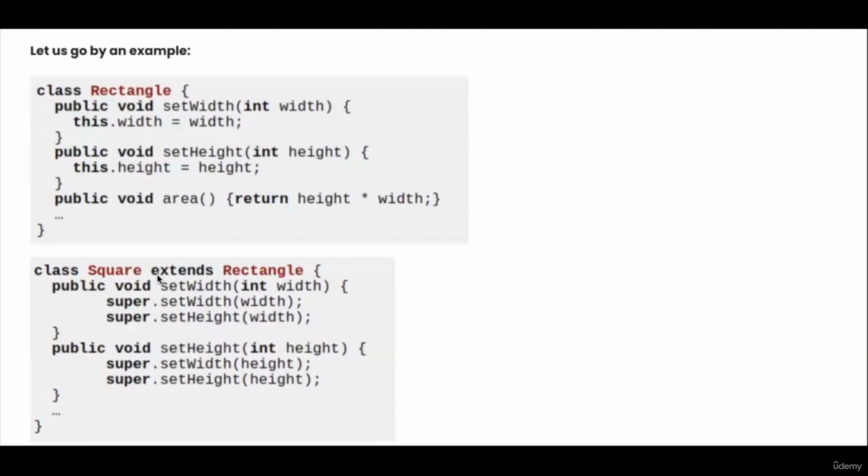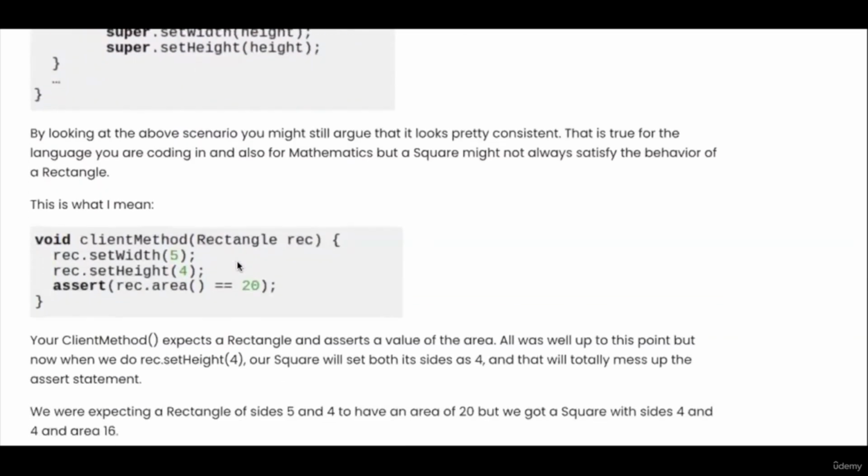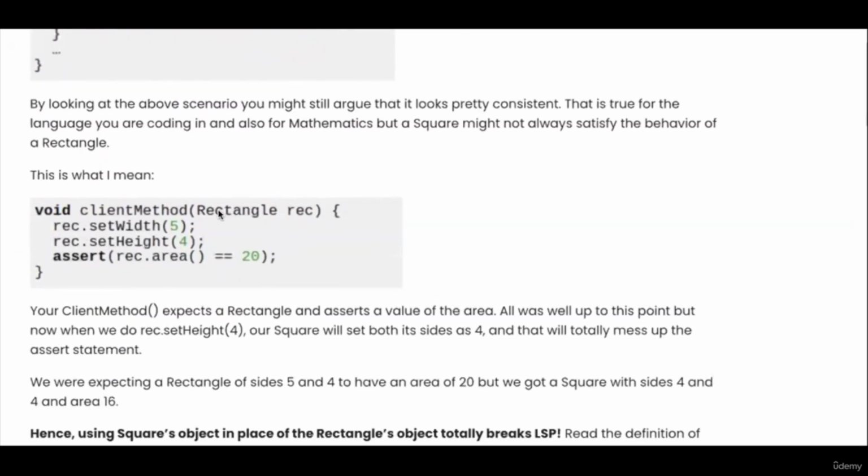Just to fit the square in as a rectangle, we have to call our two methods twice. First of all, this looks bad on the design side. And now if the consumer is using it this way, suppose for a rectangle, this will work: they set the width as 5 and the height as 4, and when they get the area, it will be 20.